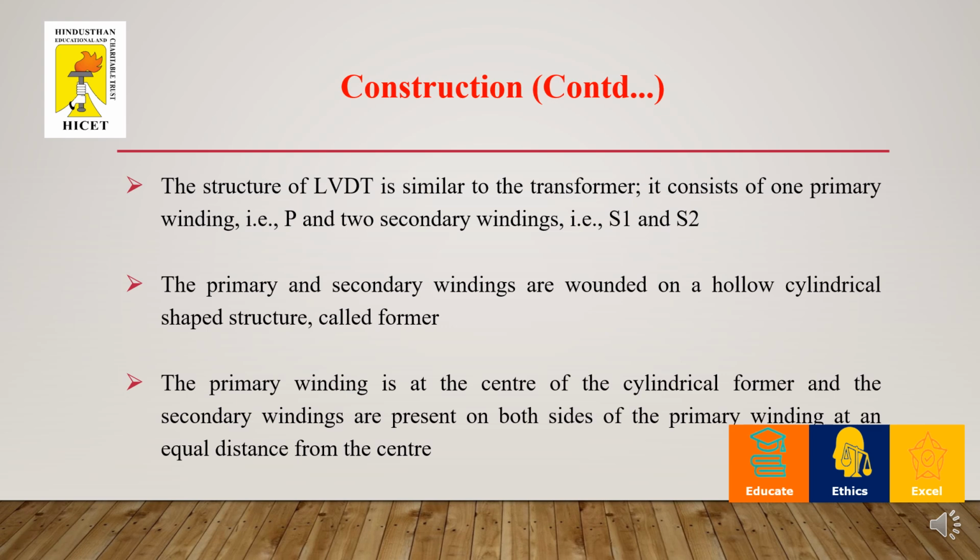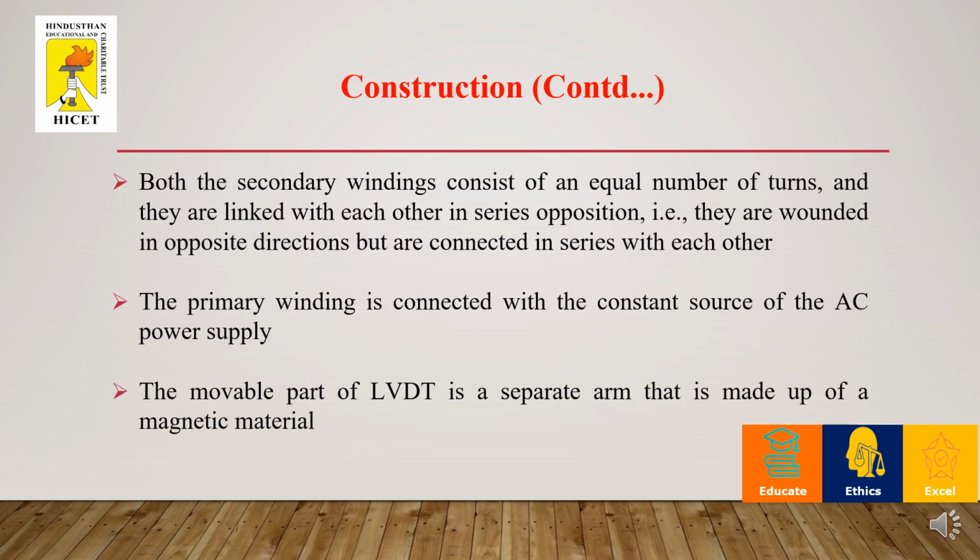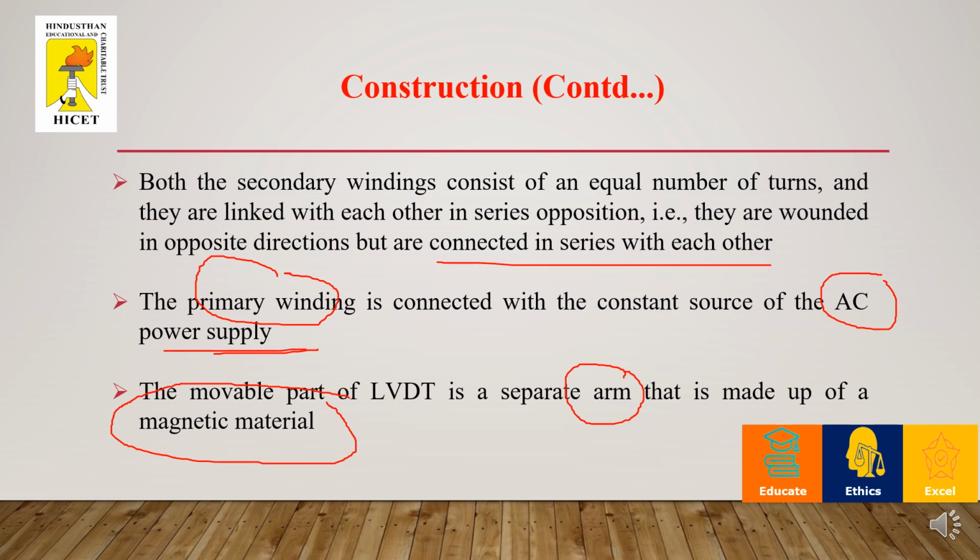As we have already had a clear view of the construction, we'll make a quick recap on these slides. We have a primary winding P, and secondary windings S1 and S2, and these windings are placed inside the former. The primary and secondary windings are present in a cylindrical former. Both the secondary windings are connected in series with each other, and the primary winding is connected to the AC power supply. The movable part of the LVDT is a separate arm which is made of a magnetic material. Kindly remember all these construction parts to make the working principle easier to understand.